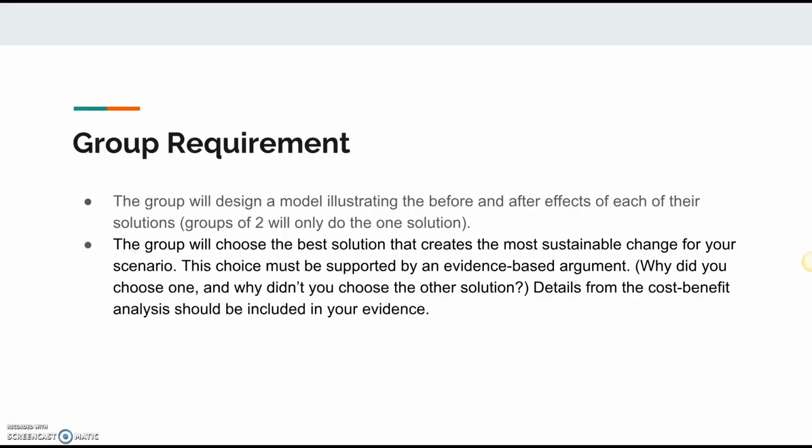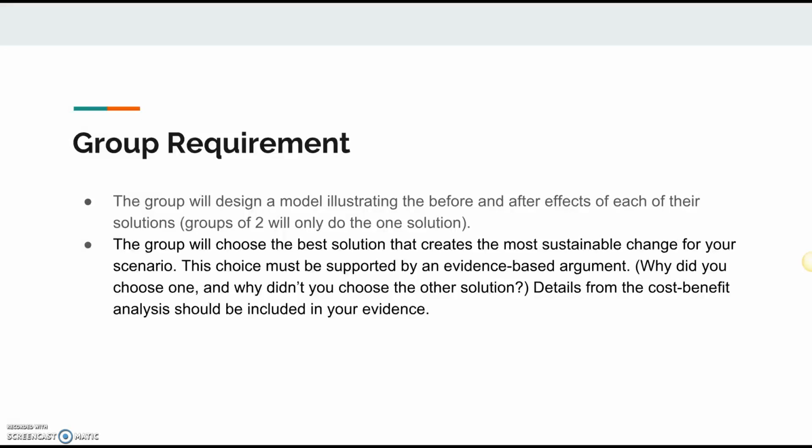So out of those two solutions that you have left over, you're now going to narrow it down to one. If you only have one solution, that's the one you're still going to ride with. And you're going to talk about what details from the cost benefit analysis help you decide that is the proper way to go. So your evidence base, or your research, is going to help you design that cost benefit analysis. That's really where your references should fall in.